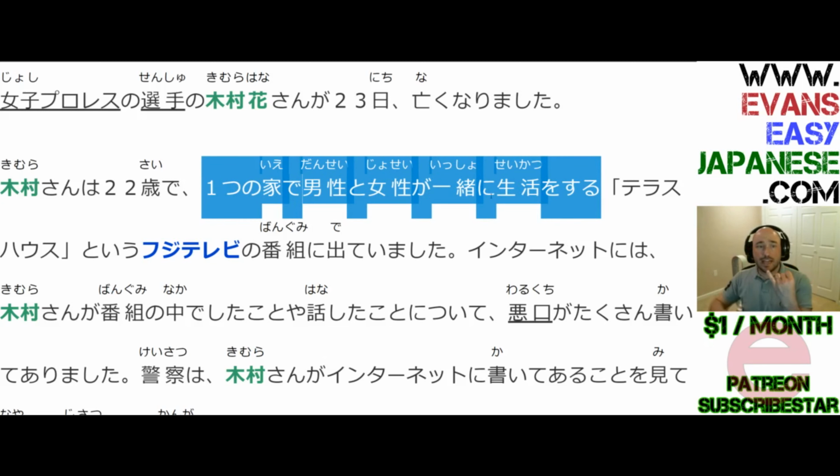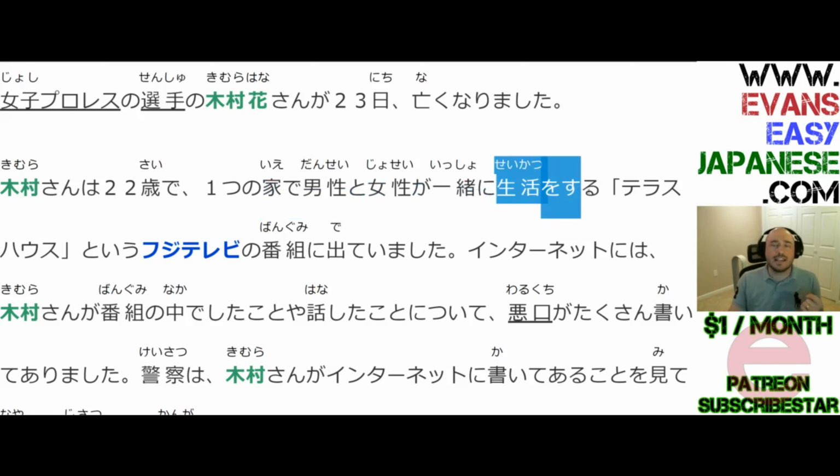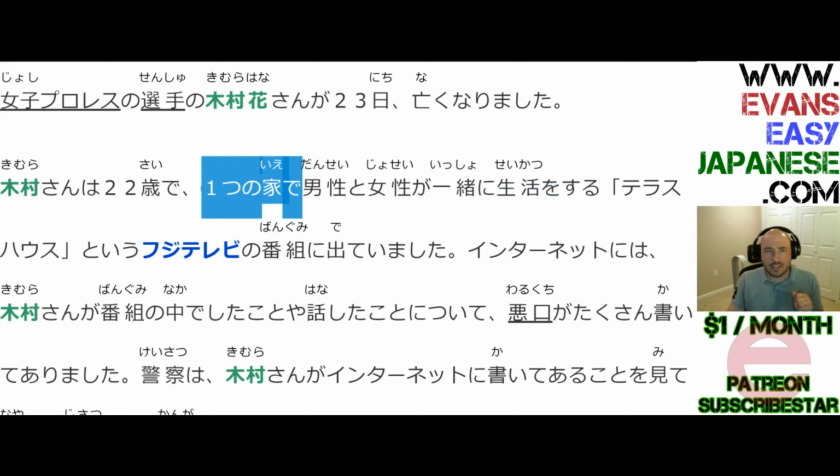So it's a bangumi that is Fuji Television, it is a bangumi that is called Terrace House, and it is a bangumi that is Hitotsu no ie de dansei to josei ga issho ni seikatsu suru. Seikatsu suru, living, issho ni, together. Who's living together? Dansei to josei, men and women, adult males and adult females, ga issho ni seikatsu suru. So this is a TV show where men and women are living together, hitotsu no ie de, in one house. So seikatsu suru is kind of like an action, and thus the location of that action gets a de particle.